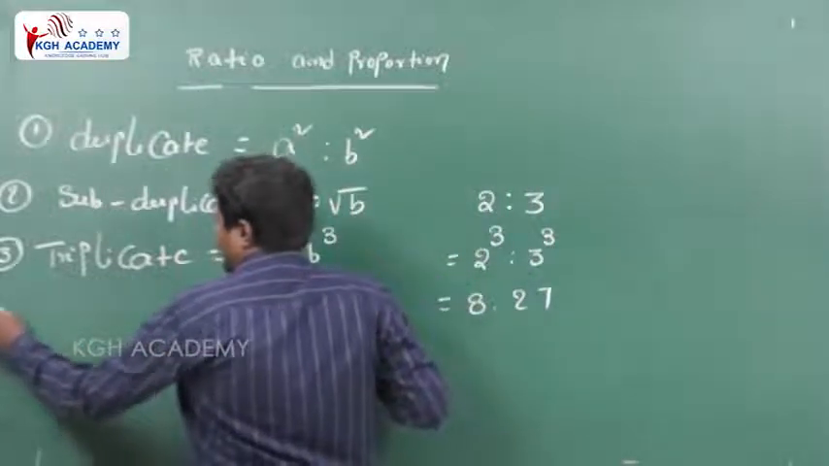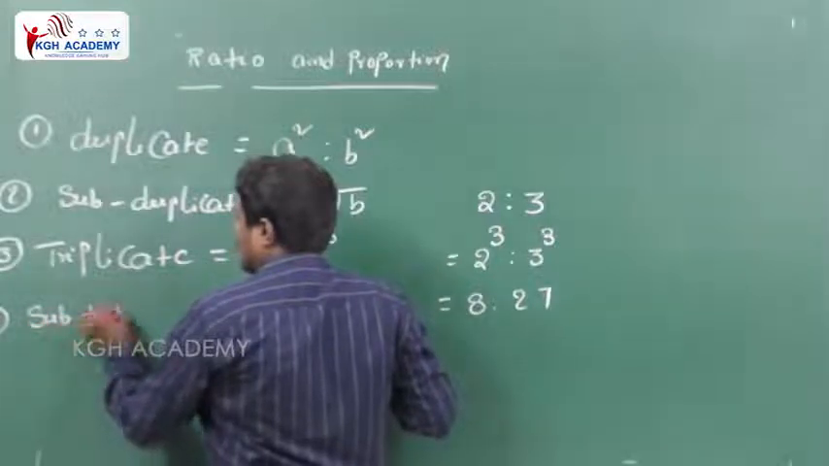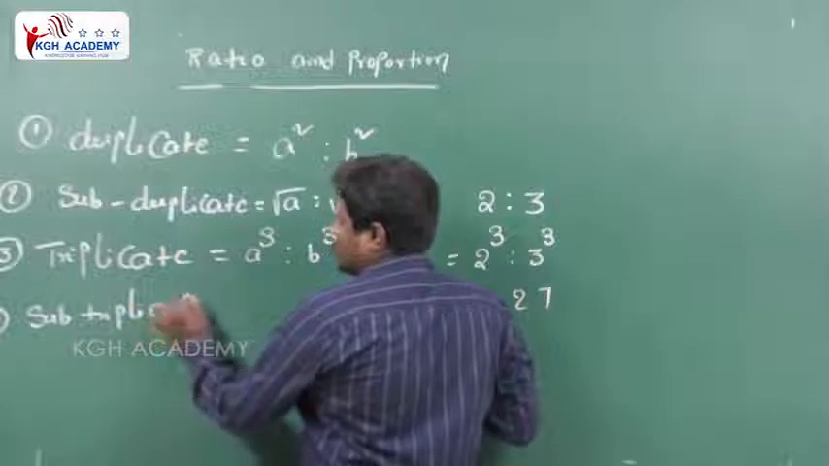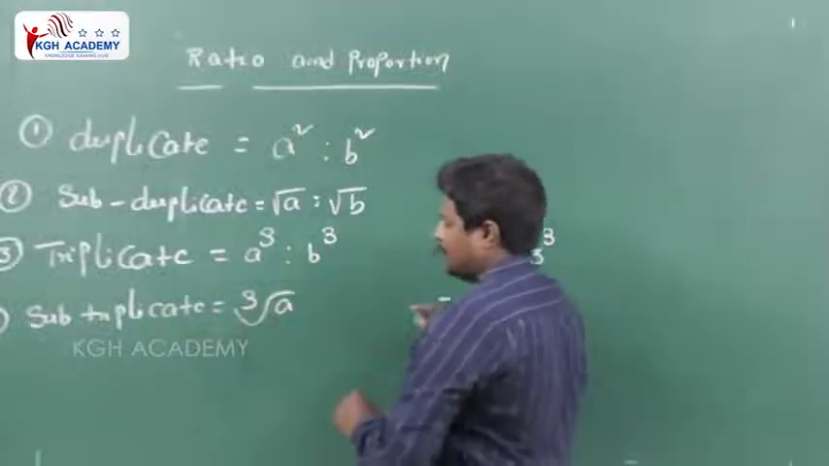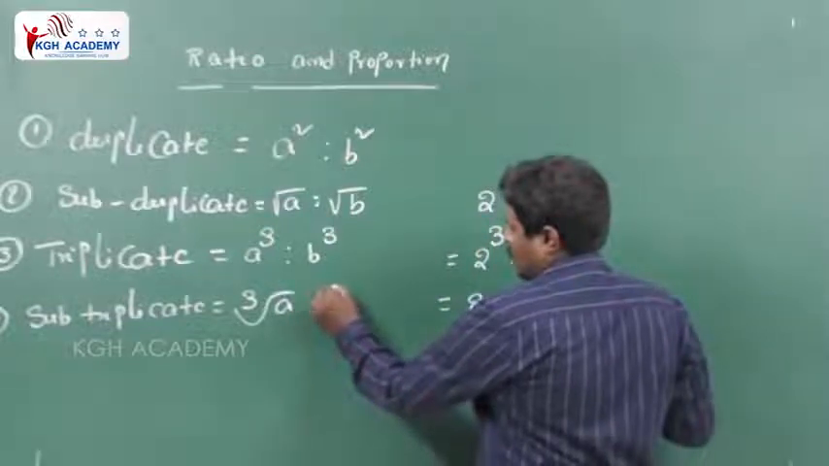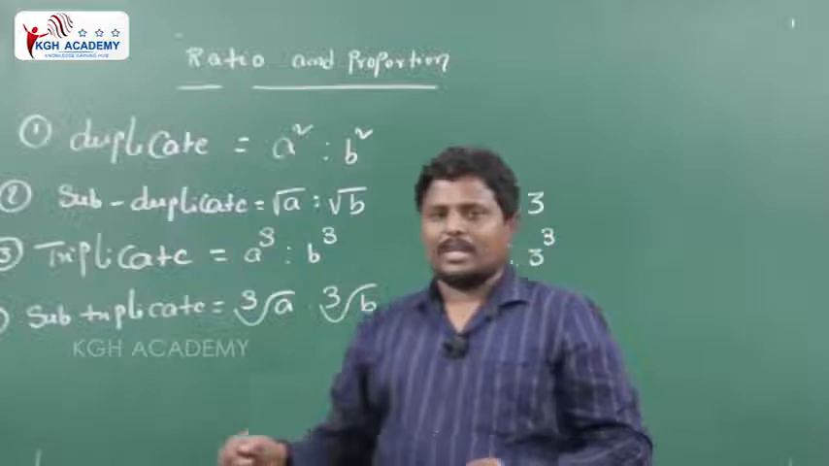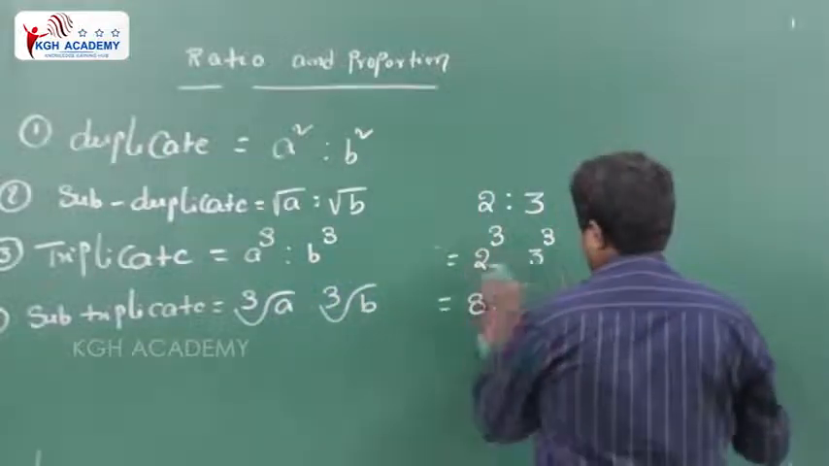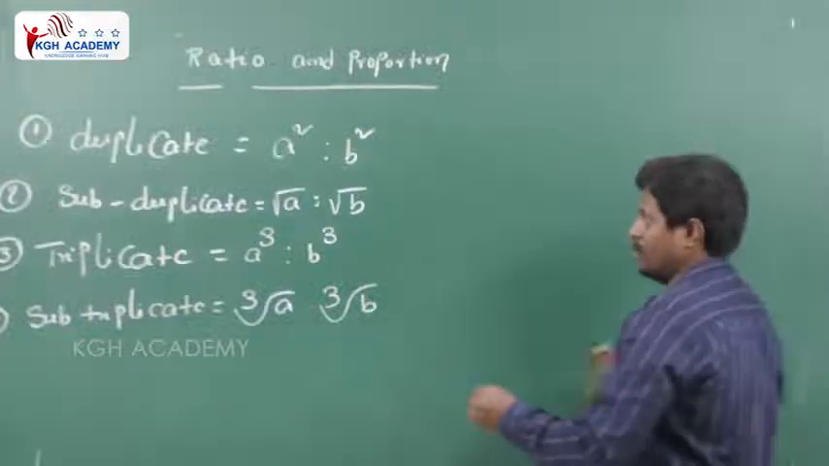And the fourth formula, next: subtriplicate ratio. Subtriplicate ratio means we need to take the cube root of a is to the cube root of b. The formula is cube root of a is to cube root of b.